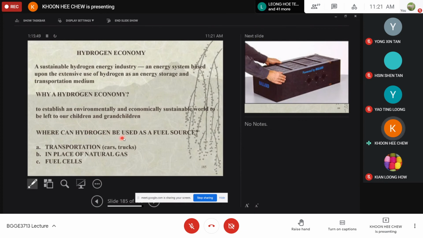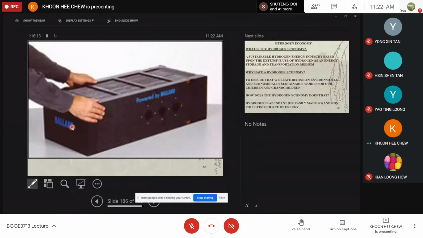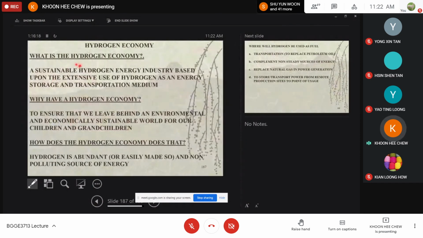Okay, where can hydrogen be used as a fuel source? It can be used in transportation. You can replace natural gas. It can be used in fuel cells. I think especially mechanical students, you all know what a fuel cell is, right? The one that uses hydrogen and oxygen to produce energy, and the only waste is H2O, right?